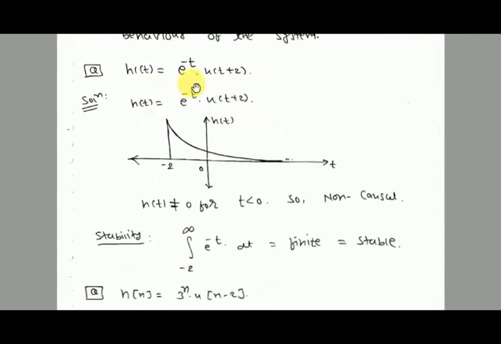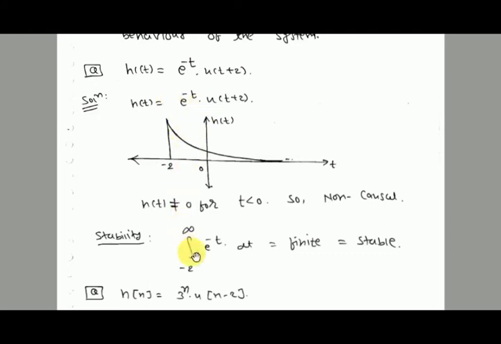The next problem is h of t equal to e to the power minus t u of t plus 2. You have to find whether the system is causal or non-causal, stable or unstable. First you draw h of t. This is non-zero for t less than 0, so the system is non-causal, because it should be 0 for t less than 0 to be causal.